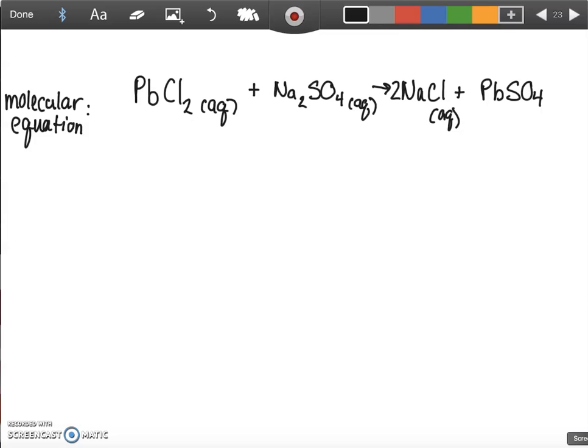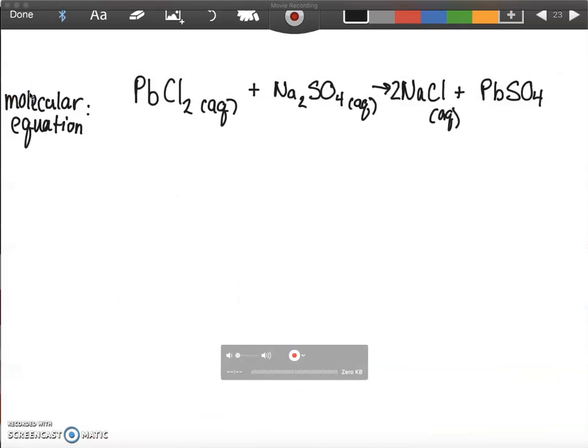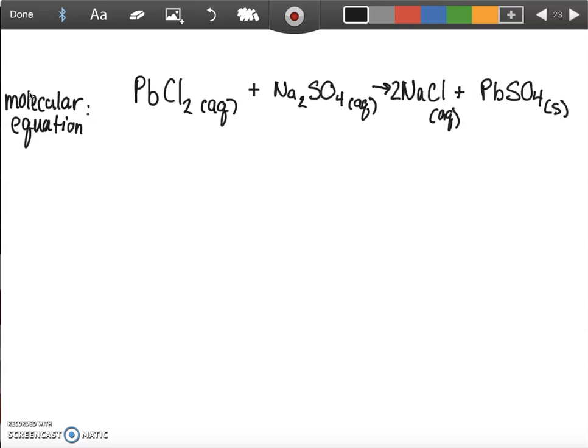Alright, now let's look at lead-2 sulfate. So here's Pb2+, and let's look for sulfate, SO4 2-, crisscrosses right here as insoluble. So that means this is solid. Now let's go through and break up all of our aqueous ions and leave together our solid ions to make the complete ionic equation.